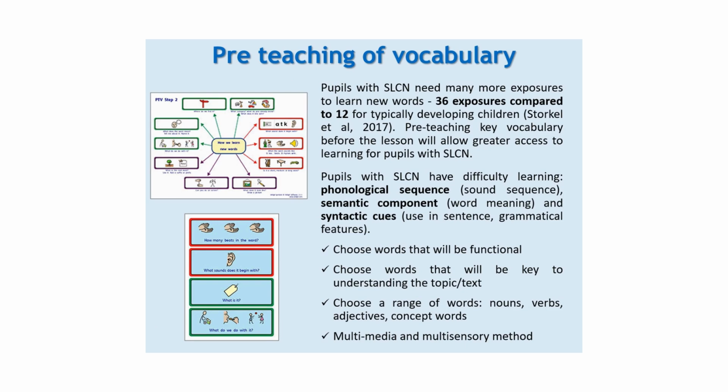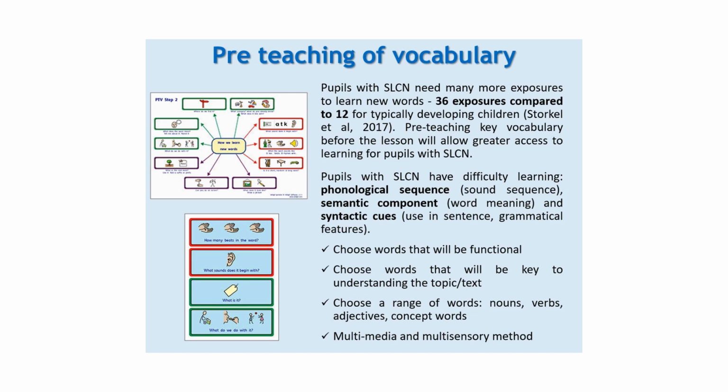Pre-teaching of vocabulary. Pupils with SLCN need many more exposures to learn new words. 36 exposures compared to 12 for typically developing children. Pre-teaching key vocabulary before the lesson will allow greater access to learning for pupils with SLCN.